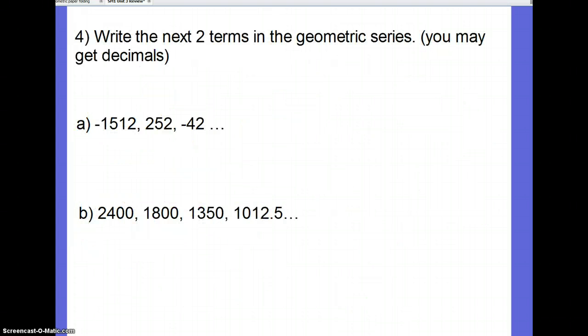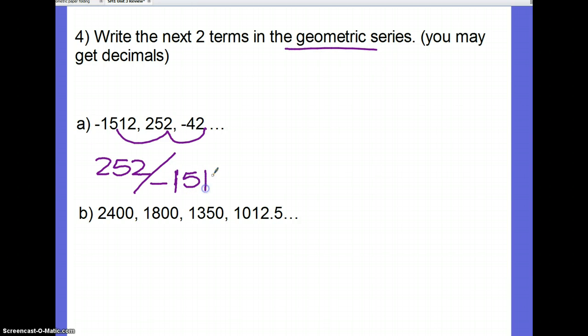Write the next two terms in the geometric sequence. Again, here, it's definitely dividing. The numbers are getting really small really fast. And if you don't know what it's dividing, you can always take 252, the second one, and divide it by the first. This is geometric, and we know it's geometric, so in this case, to find out what it's going by, we can use division to tell us. And in this case, it's a decimal.